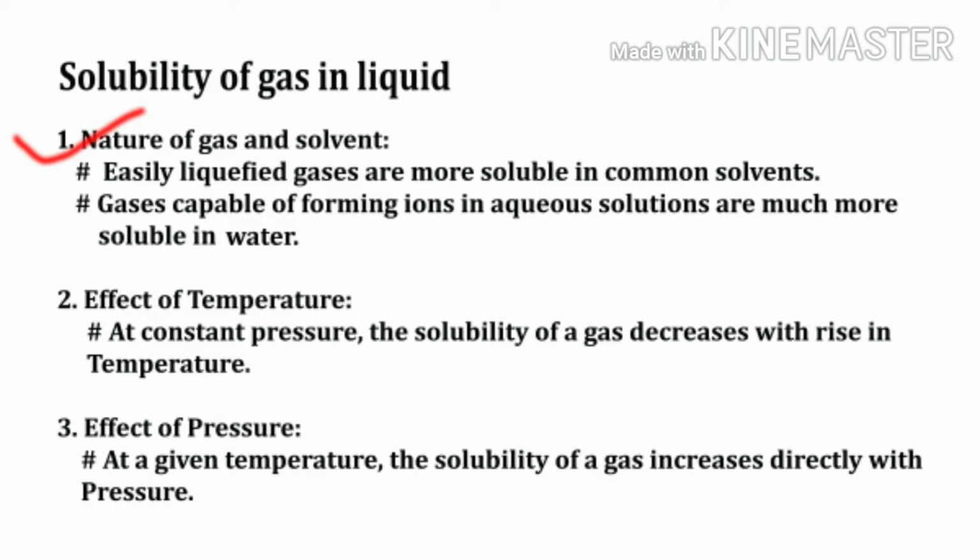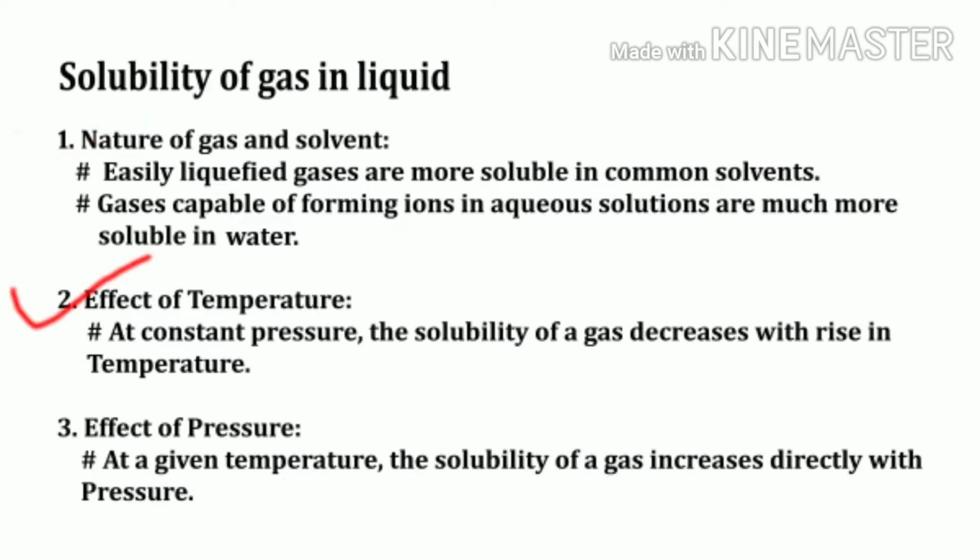Generally, easily liquefied gases are more soluble in common solvents. For example, carbon dioxide gas is soluble in water. Some gases which are capable of forming ions in aqueous solutions are much more soluble in water. For example, ammonia is soluble in water, as it is capable of forming ions, mainly ammonium ions and hydroxide ions, with water. But ammonia is not soluble in benzene because it is not able to form ions with benzene.